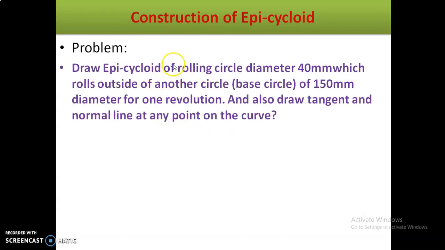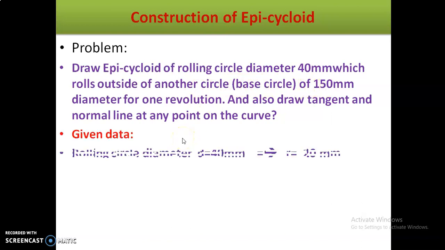Let us see a problem. Draw an epicycloid of a rolling circle of diameter 40 mm which rolls outside another circle, the base circle, of diameter 150 mm for one revolution, and also draw the tangent and normal line at any point on the curve. If we observe this problem carefully, we have two values, 40 and 150. The 40 is the diameter of the rolling or generating circle, and 150 is the diameter of the base circle.